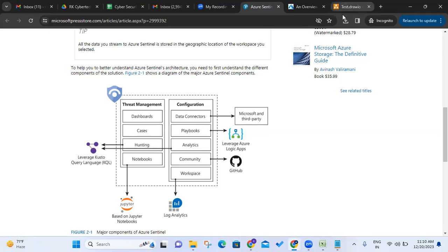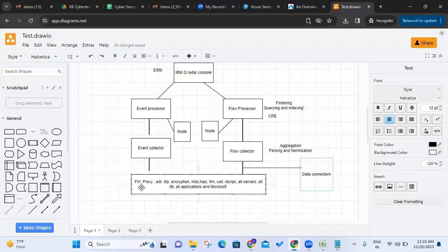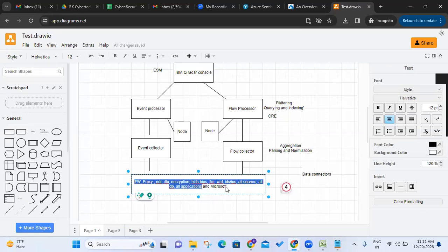Now that is represented in our generic way: firewall, proxy, IDS, IPS, all these along with the Microsoft dedicated ones. So all this is called third party, and these are dedicated to the Microsoft side. Any doubt in this one? No, sir. No doubt, sir.